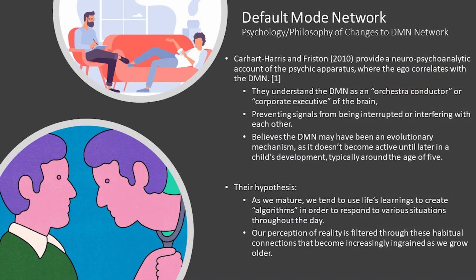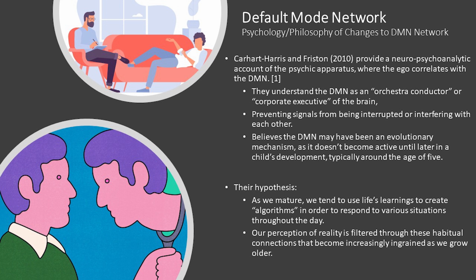Now on to the researchers' psychological hypothesis from their research. So in 2010, Carhart-Harris and Friston provided a neuropsychoanalytic account of what's going on here. They postulated that the DMN was an orchestra conductor or a corporate executive of the brain, preventing signals from being interrupted or interfering with each other. And they also believe the DMN may have been an evolutionary mechanism, as it doesn't become active until later in a child's development, typically around age 5.